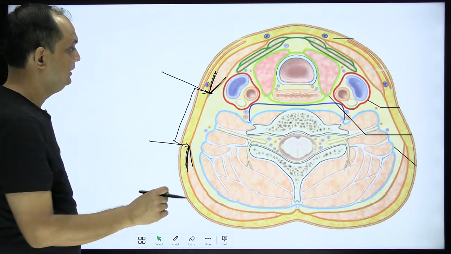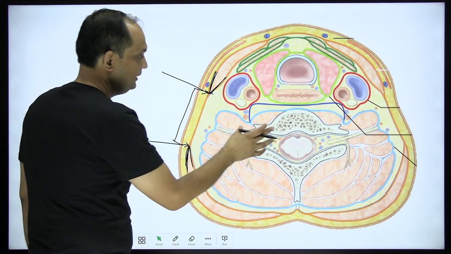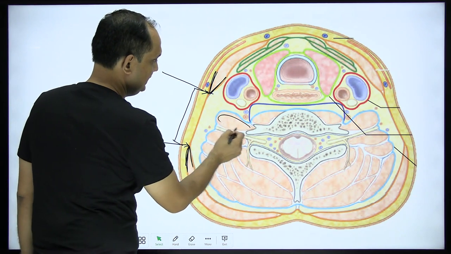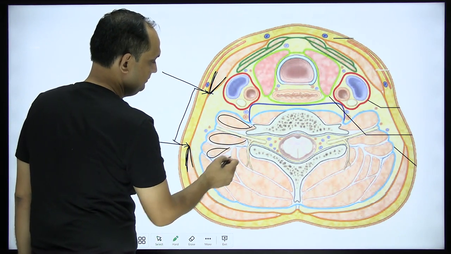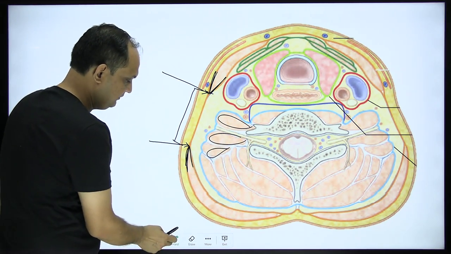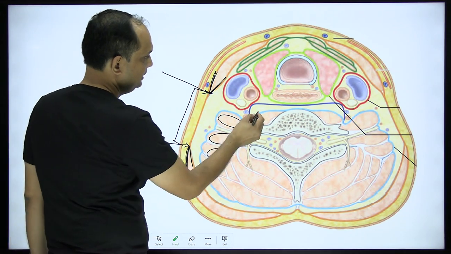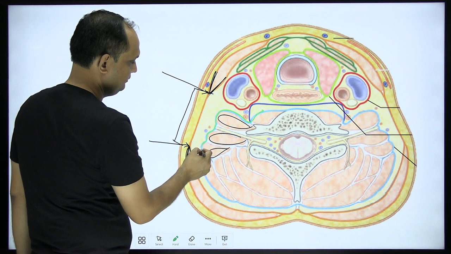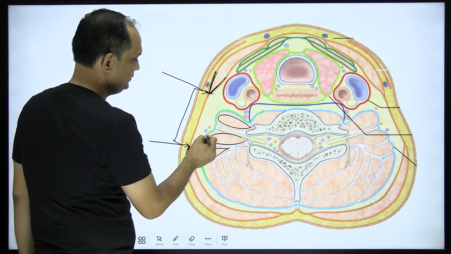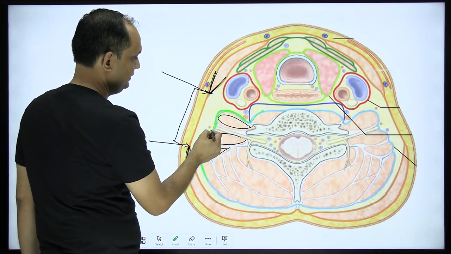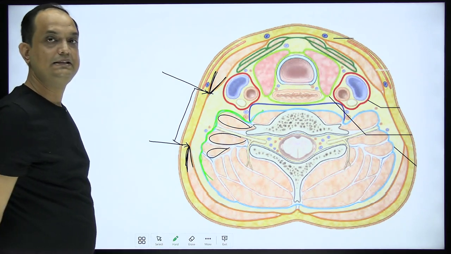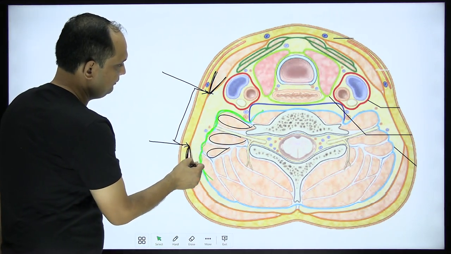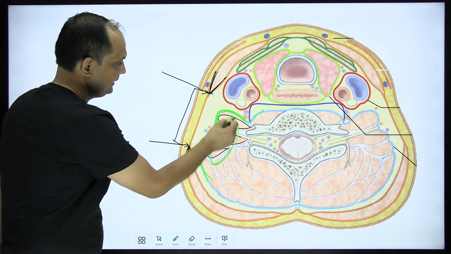In this area, when you look at the spine, this is your cervical spine. Around it, what are these? These are the pre- and paravertebral muscles. Around these pre- and paravertebral muscles, this structure, what is this? This is your pre-vertebral fascia. So in this area, you can see that the pre-vertebral fascia is covering these muscles.